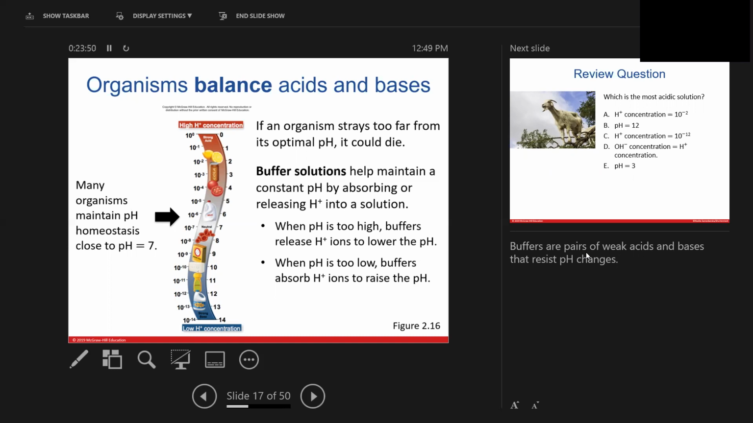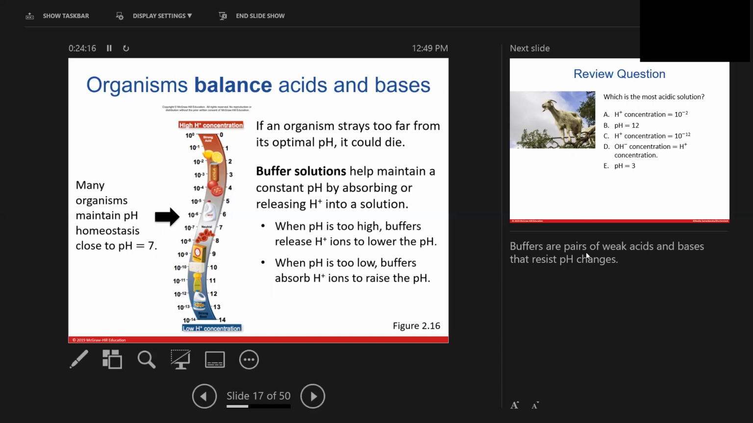Now, in order to keep these organisms aligned though, and handle situations when they're not at their optimal pH, you have to use these buffer solutions. So for instance, when pH is too high, buffers will release these hydrogen ions to lower the pH. However, when the pH is too low, the buffers will absorb hydrogen ions to raise the pH of the system and keep it as close to neutral as possible.